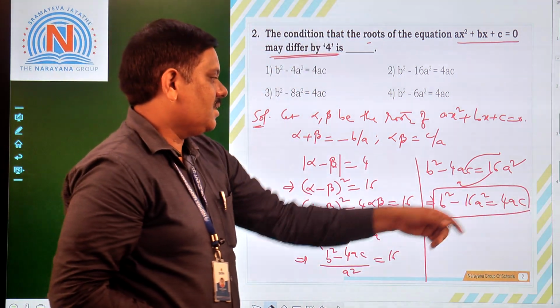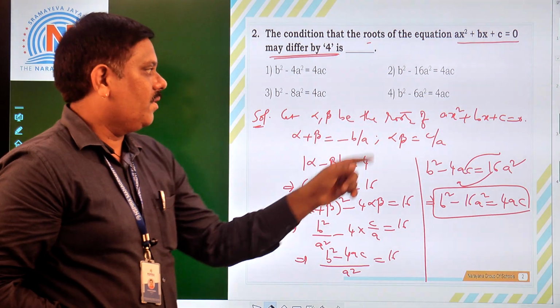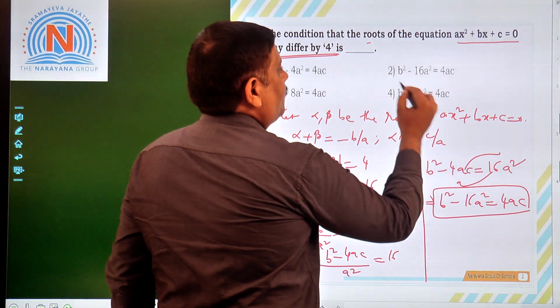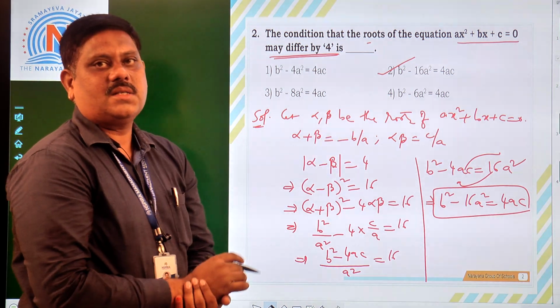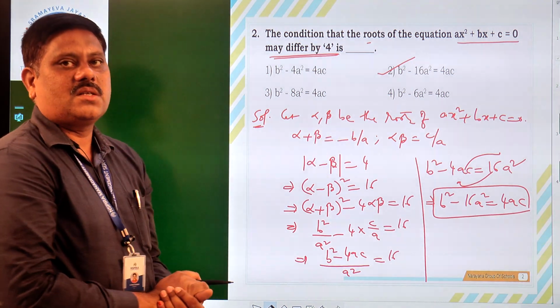So b square minus 16a square, that is the second option. If you look, b square minus 16a square is 4ac. That is the given condition we are obtaining. That is the second option. So the second option is the right answer for this question.